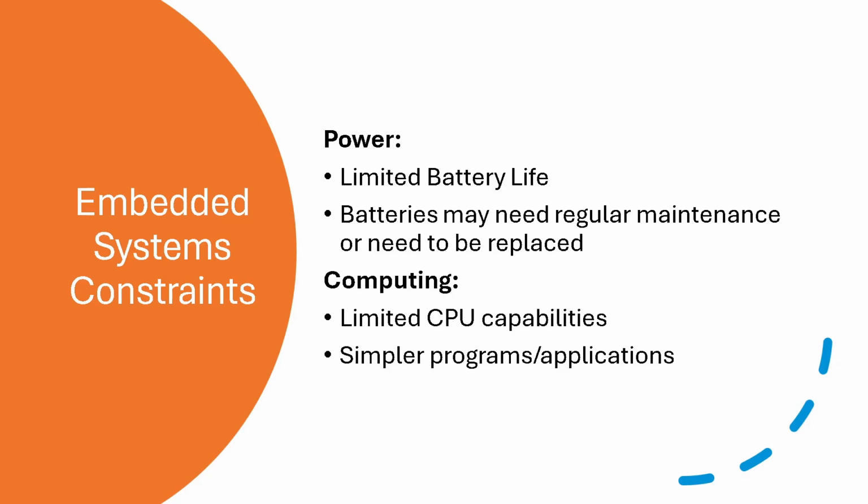Constraints on embedded systems. Power. Most IoT devices operate on a battery, and these batteries have a limited battery life. Hence, these batteries may need regular maintenance or need to be replaced.